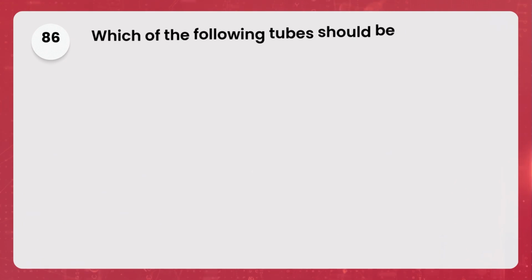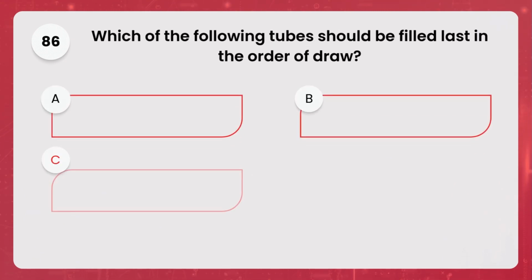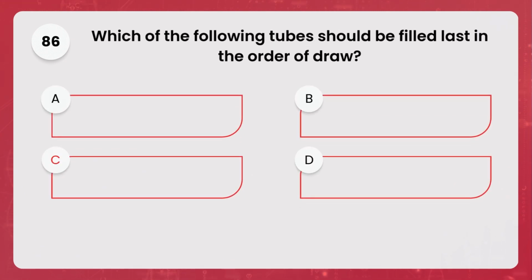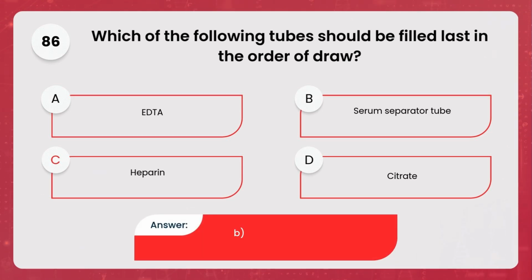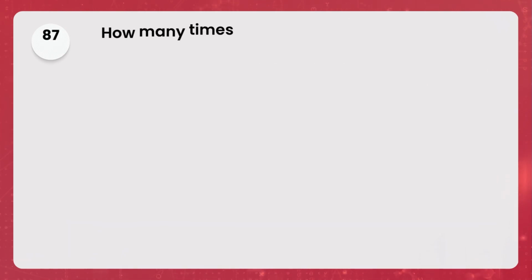Number 86. Which of the following tubes should be filled last in the order of draw? A. EDTA, B. Serum separator tube, C. Heparin, or D. Citrate. The answer is B. Serum separator tube.